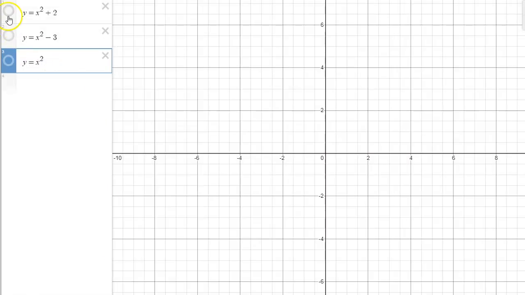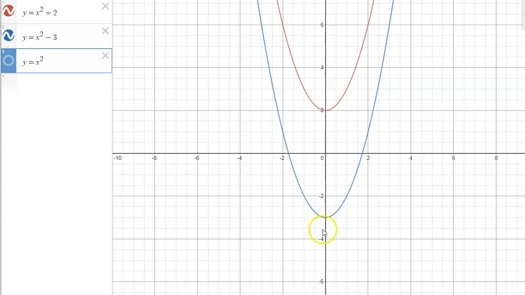So y equals x squared plus 2 is in red. Notice the vertex, or turning point, is at (0, 2). Then y equals x squared minus 3: the turning point is down at (0, -3). And y equals x squared in green: the turning point is at (0, 0).